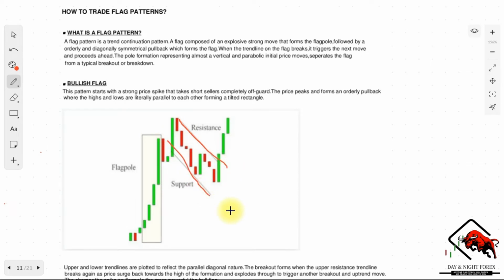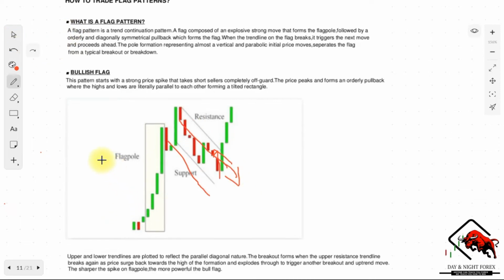The breakout forms when the upper resistance trend line breaks. So when the upper trend line is broken, this is the trend line we're talking about right there, which is our resistance at the moment. When it breaks out, price surges back towards the high of the formation and explodes straight through that resistance line to trigger another breakout and the beginning of an uptrend move, so the continuation of the uptrend that has been going on.